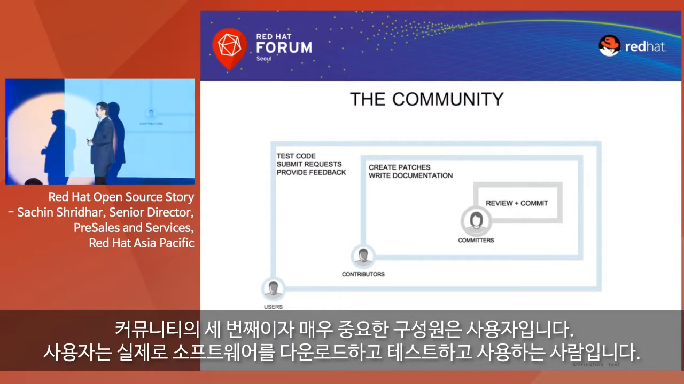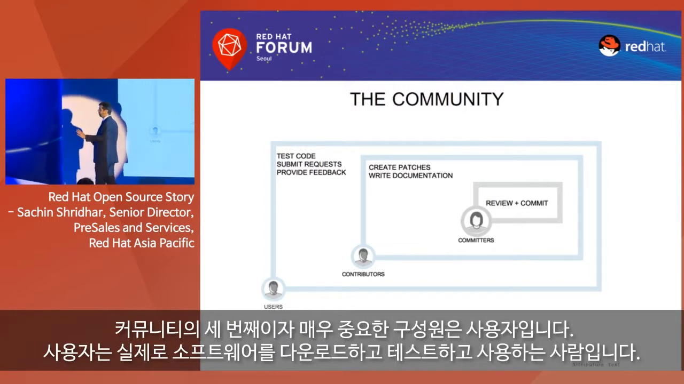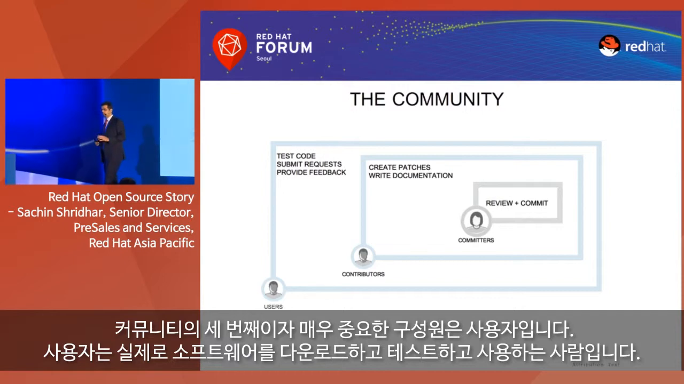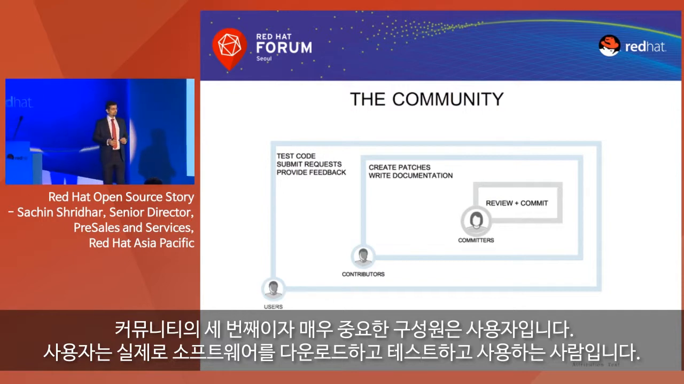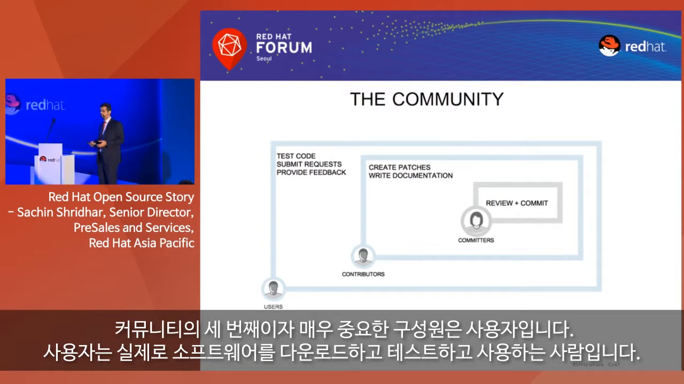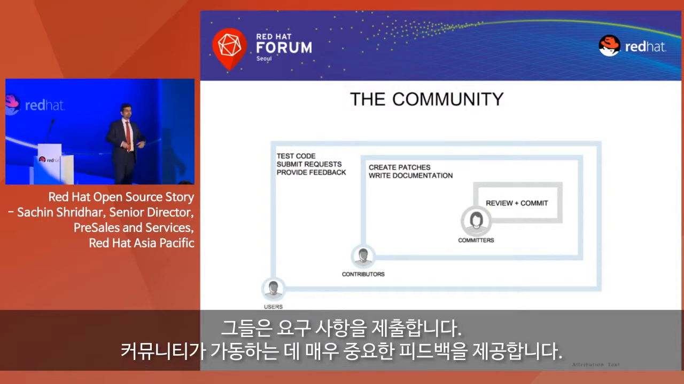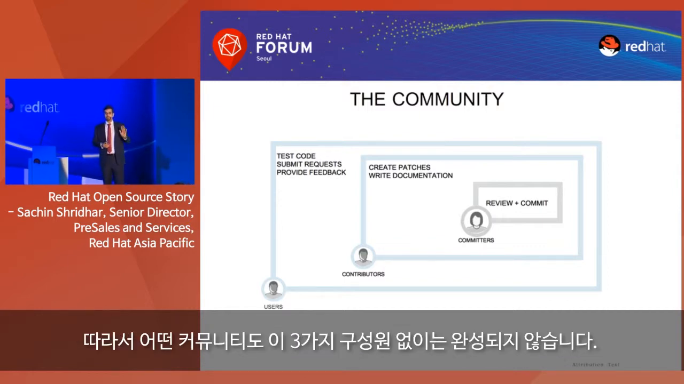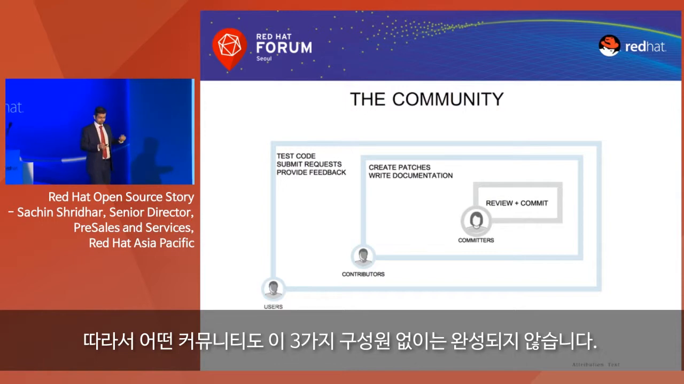The third member of the community, also very important, is the users. The users are the ones that actually download the software, test the software, and use the software. They are the ones who submit new requirements. They are the ones who give feedback, which is very important for a community to function. So no community is complete without the 3 of them.